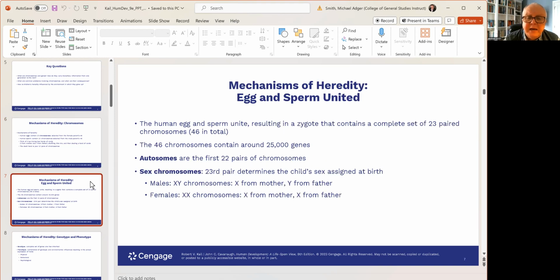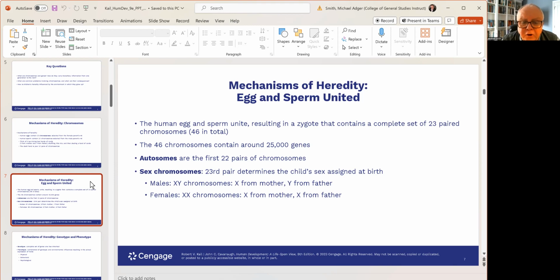So the human egg and the human sperm unite and result in what we call the zygote that contains a complete set of 23 paired chromosomes, 46 in total. The 46 chromosomes contain about 25,000 genes, and those genes contain the information that will make up what you become.